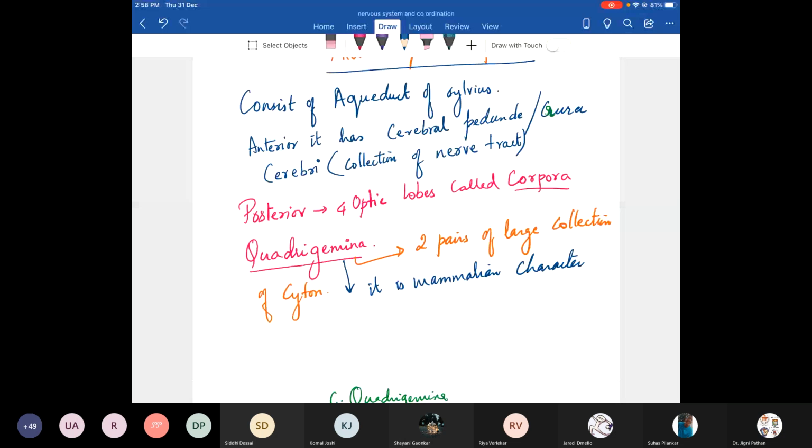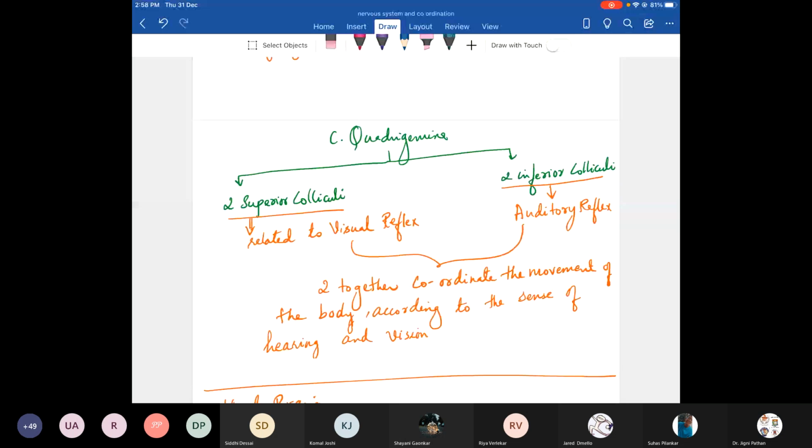Done. Next, corpora quadrigemina consists of two superior colliculi and two inferior colliculi. The two superior colliculi are related to the visual reflex. The two inferior colliculi are related to the auditory reflex. The two together coordinate the movement of the body according to the sense of hearing and vision. Quadri means four, so two superior and two inferior. So you have four collections of cyton.